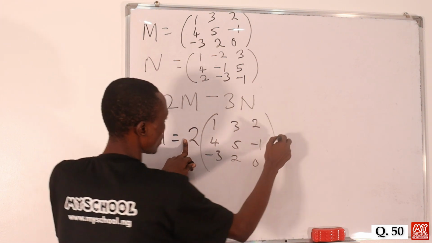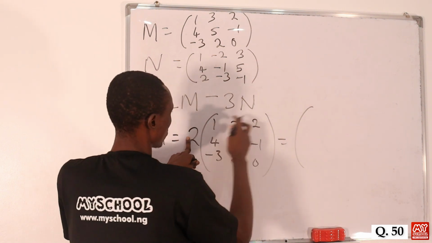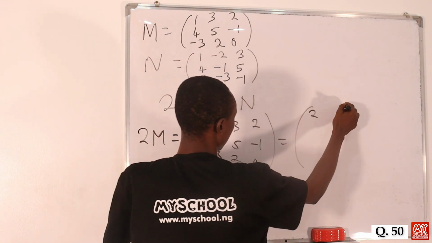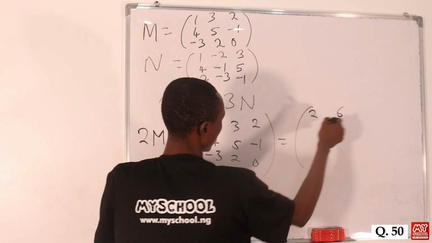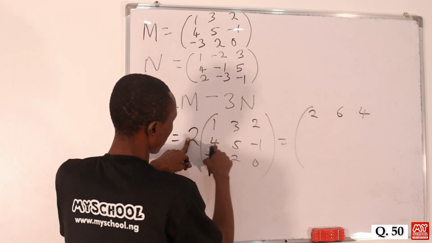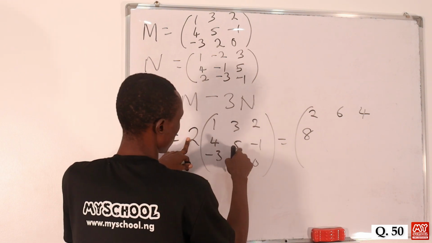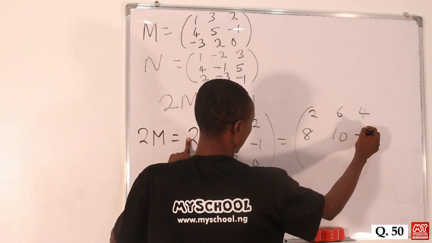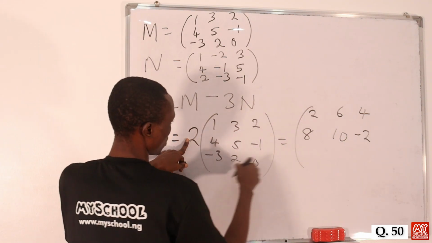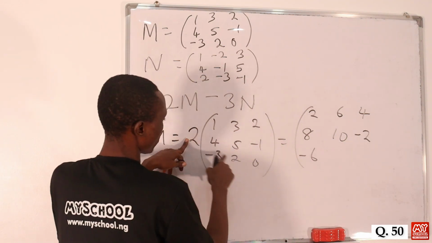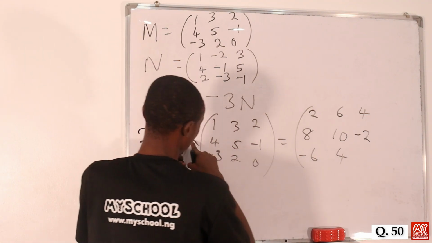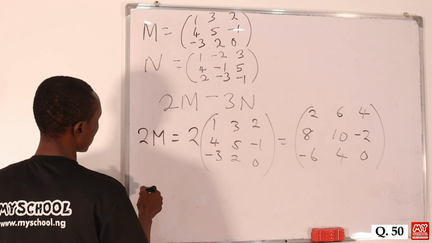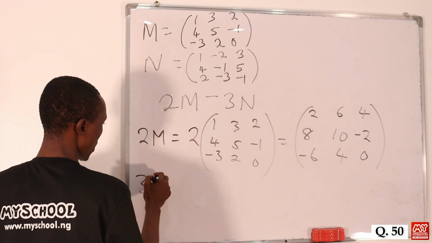So for the multiplication, we'll be having 2 times 1 is 2, then 2 times 3 is 6, then 2 times 2 is 4, then 2 times 4 is 8, 2 times 5 is 10, 2 times minus 1 is minus 2, 2 times minus 3 is minus 6, 2 times 2 is 4, and 2 times 0 is 0. Okay, now let's calculate for 3N.